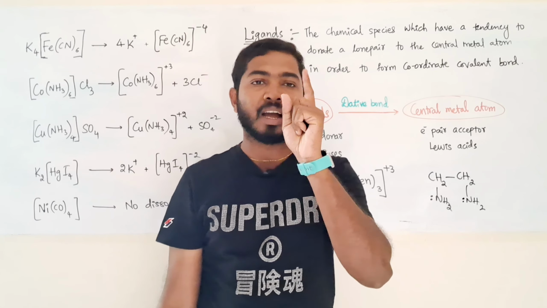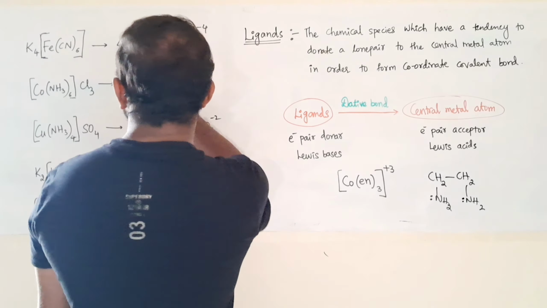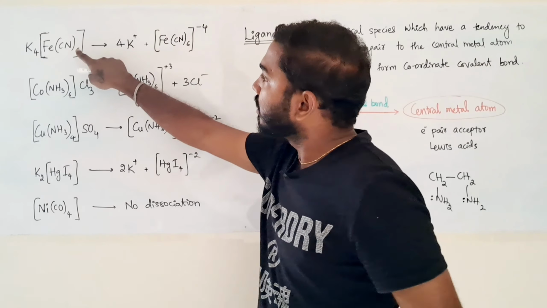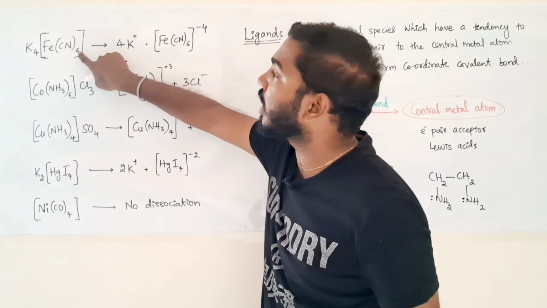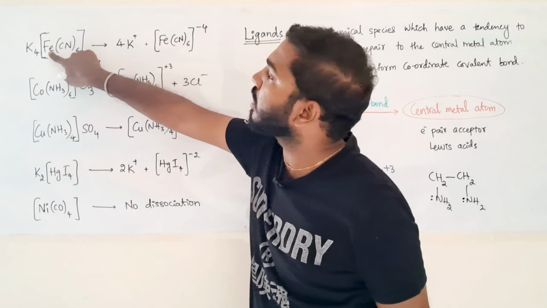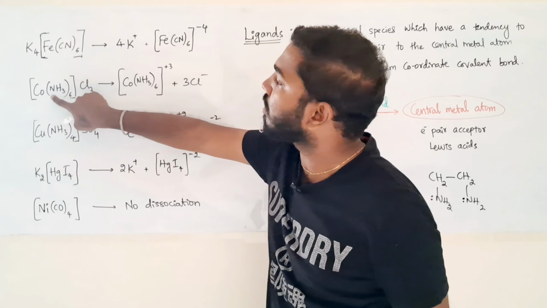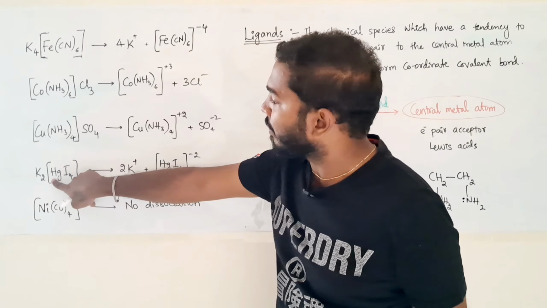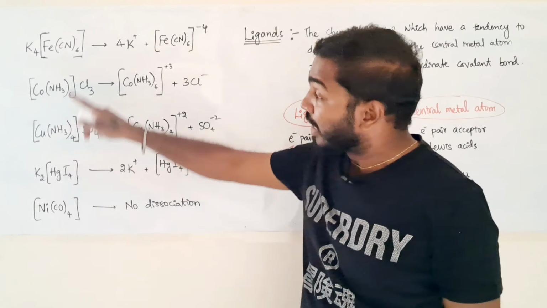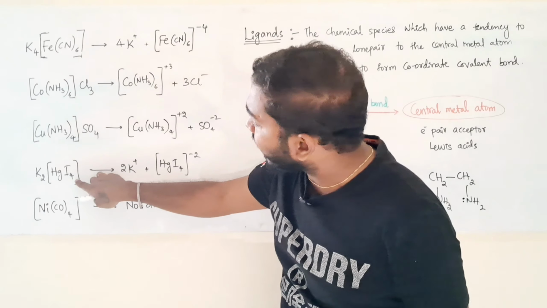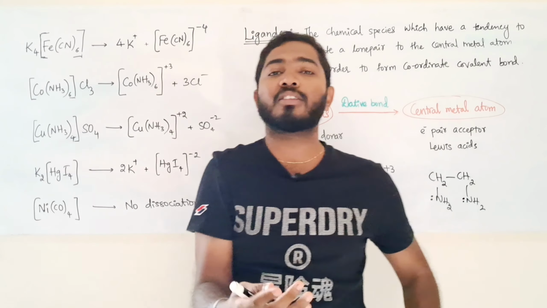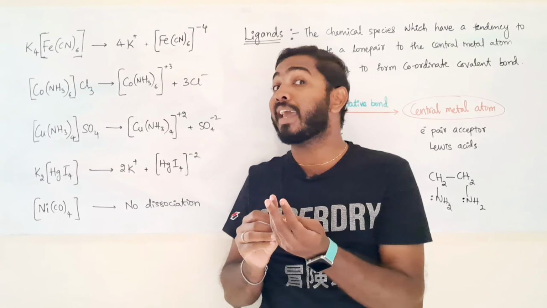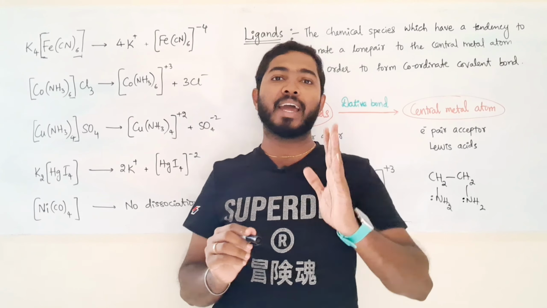And don't get confused, in all these examples, this number defines the coordination number. So the coordination number of iron is 6, cobalt is 6, copper is 4, mercury is 4, nickel is 4. In these examples, the number of ligands directly defines the coordination number since they are monodentate ligands.